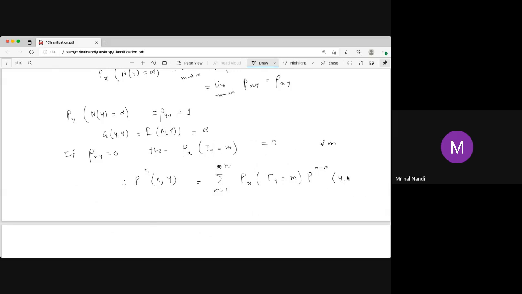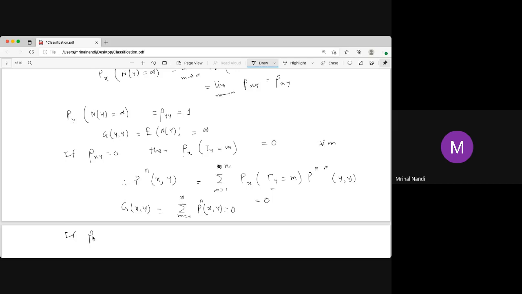So this is y y, and this is 0. This is already 0. So this is 0. And what is G(x,y)? What is the expected number of visits? This again is the sum over m equal to 1 to n of all these probabilities. So 0, the sum of infinitely many zeros, is 0.